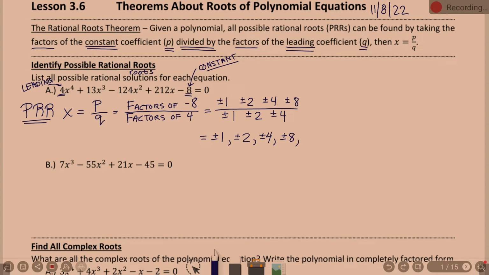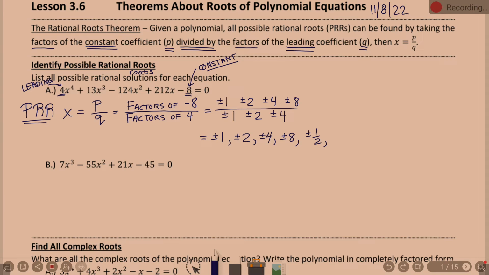Now, take a turn and put them all over 2. 1 over 2. Plus or minus 1/2. Okay. 2 over 2. 2 over 2 is 1. What do we know about 1? I already listed it. Okay. What about 4 over 2? 2. Did I already list it? Okay. 8 over 2? 4. And I don't need to list duplicates, okay?